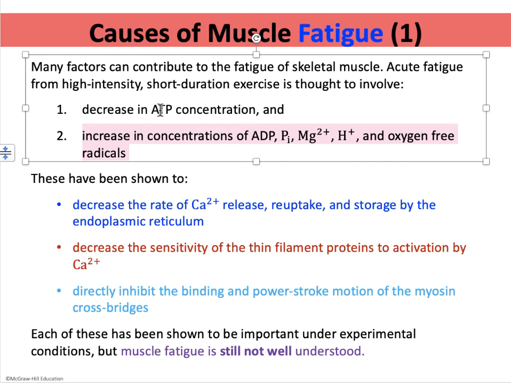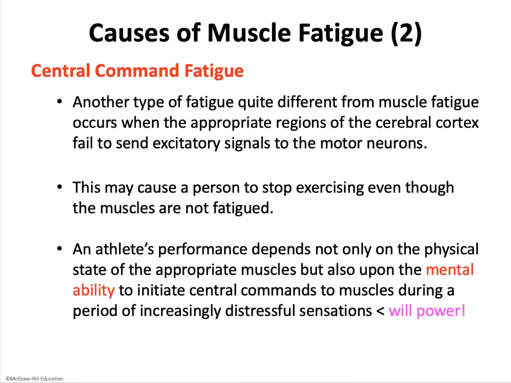So whenever you have either a decrease in ATP or an increase in these products, there's a decrease in the rate at which calcium can be recycled within the cell, its release, its reuptake, and storage. There's also a decrease in the sensitivity of the thin filament proteins to activation by calcium, and also the cross-bridge cycles themselves may be inhibited, and the power that they generate may be interfered with by these substances. Muscle fatigue can be caused by two locations. One is your central nervous system, where your will to do something has faded, and that's willpower. And the second is the muscle itself, the biochemistry of the muscle, as we just saw in the previous slide.